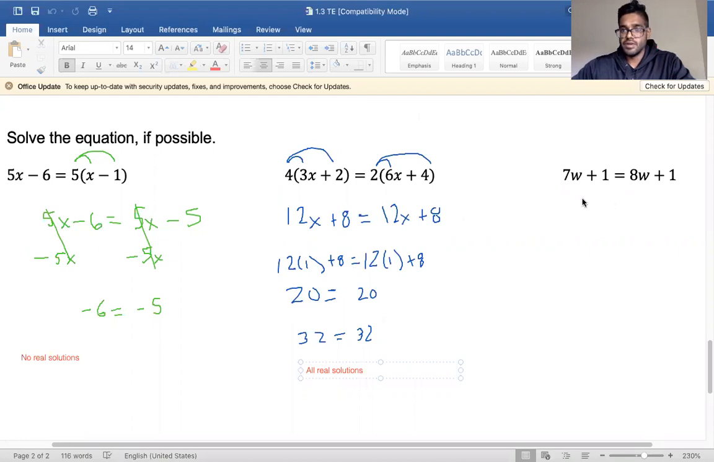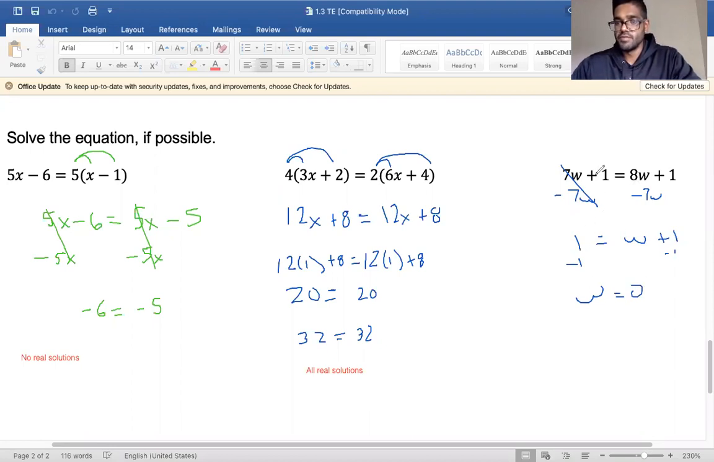Okay. And then the last one, we have one solution, which is nice. We can actually solve this. I can subtract 7w on both sides. Cancel out. I can subtract 1 on both sides. Do it in 2 steps. 1 equals... 8 minus 7 is 1. So w plus 1. Subtract 1. W equals 0. Okay, that is a solution, right? W can equal 0. Nothing wrong with that. Okay, and again, if I were to put this back in, you have 0 plus 1 equals 0 plus 1. So that works out.